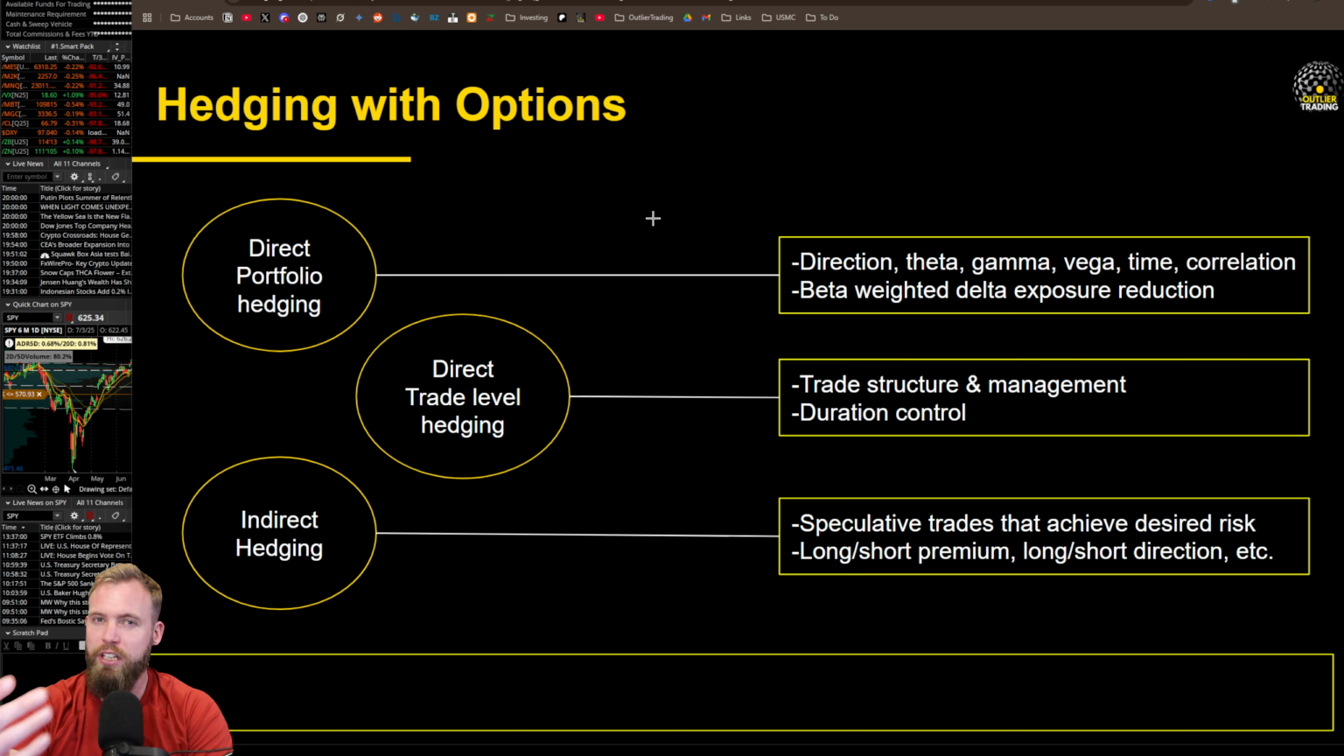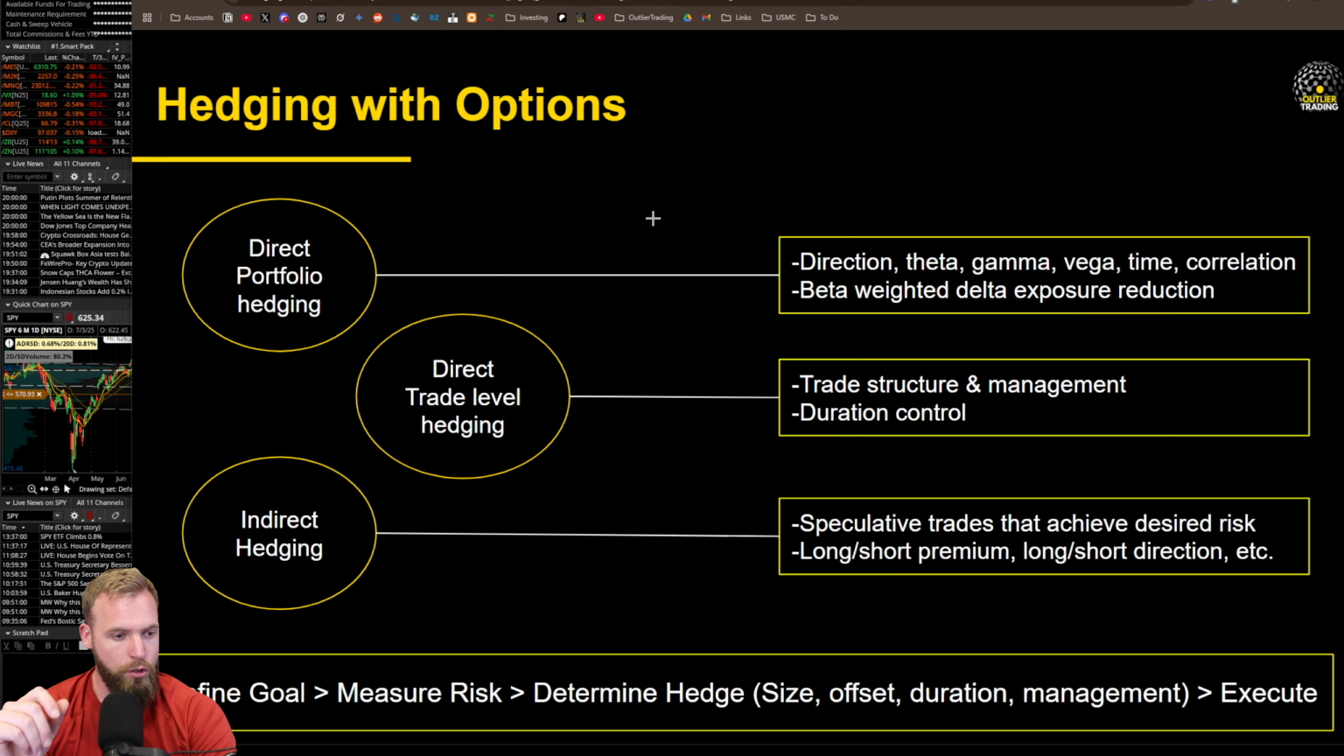Indirect hedging, we already looked at an example of this, but the way I approach hedging is I have a lot of indirect hedging activity, but the way that I implement direct level hedging is very sparingly. And it's because there is a high cost associated with hedging, which you'll get a sense of in a few moments. So here's a very basic process that you can follow.